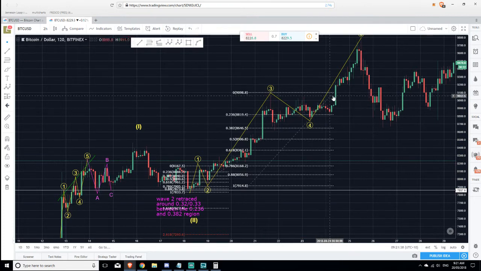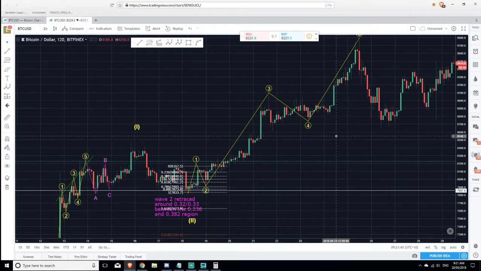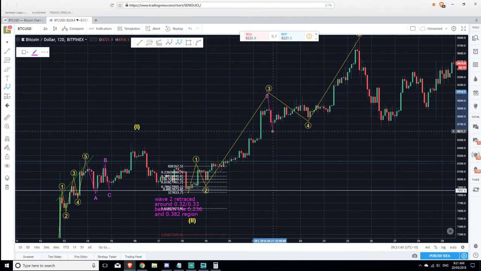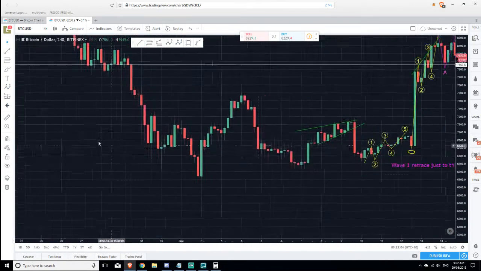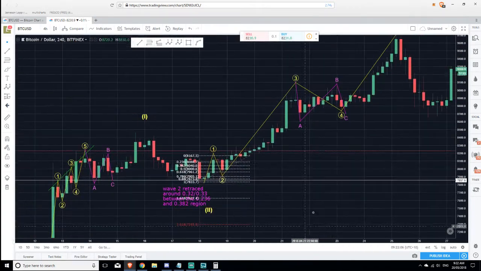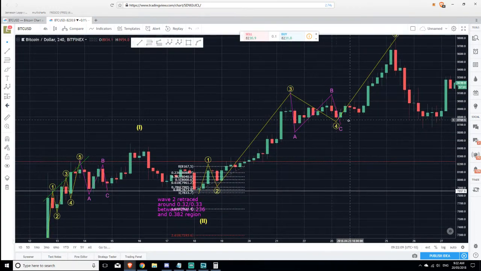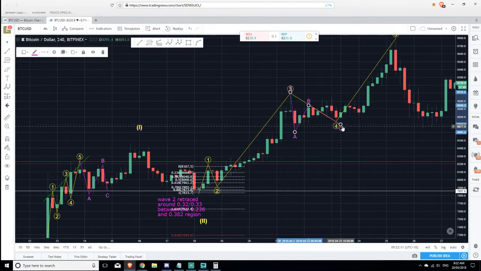And this formed a really nice, again, a flat correction. So 3. I don't know, man. This is really messy. I'm gonna bring it up on a higher time frame to see if it clears that up a little bit. 1, 2, 3. Yeah, okay. We can do something like this.